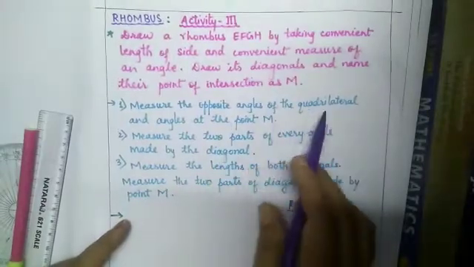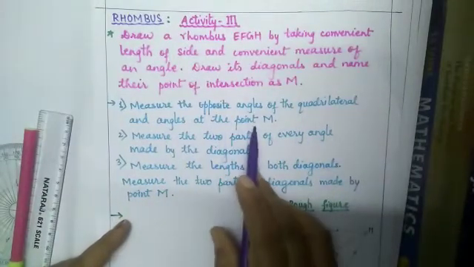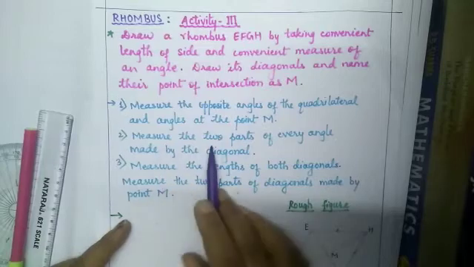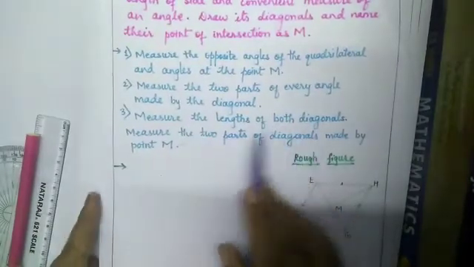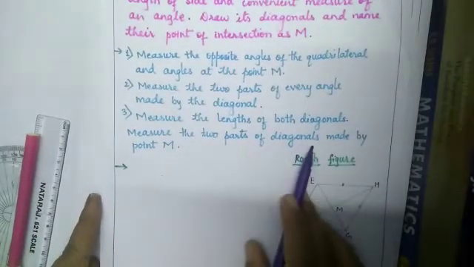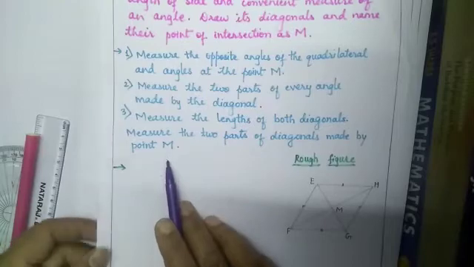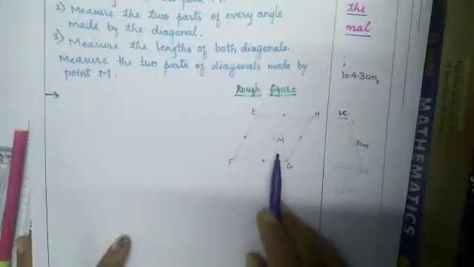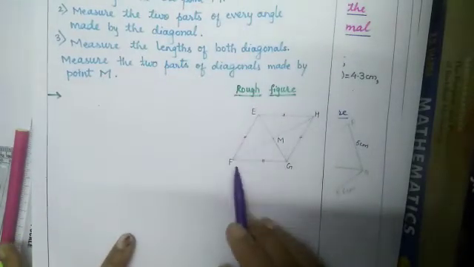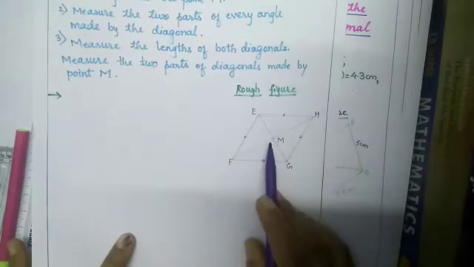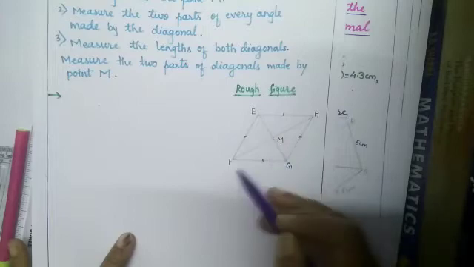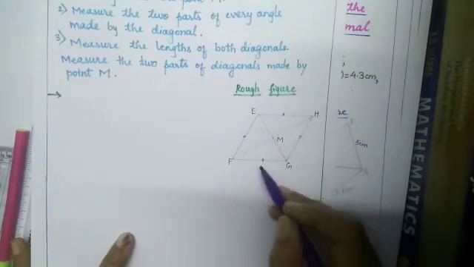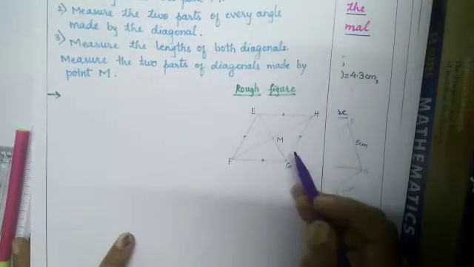Measure of opposite angles of quadrilateral and angles at the point M. Measure the 2 parts of every angle made by the diagonal. Then measure the length of both diagonals. Measure the 2 parts of diagonals made by point M. So here the rough figure is given. How to draw then? This is EFGH. I have taken a rhombus, and point of intersection of both the diagonals is M, and all sides of rhombus are equal.